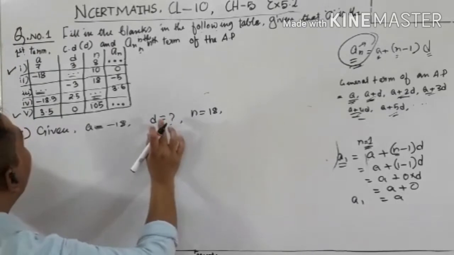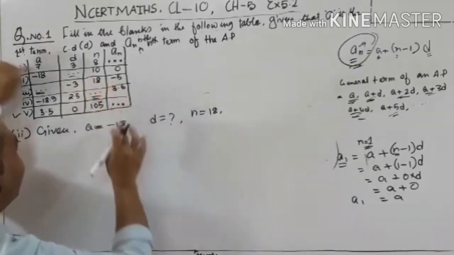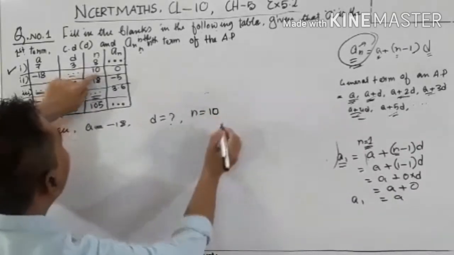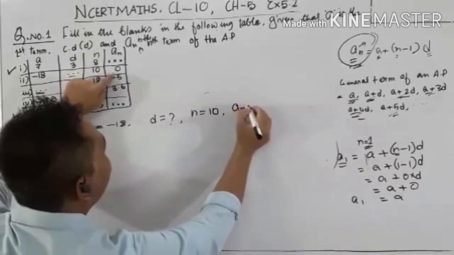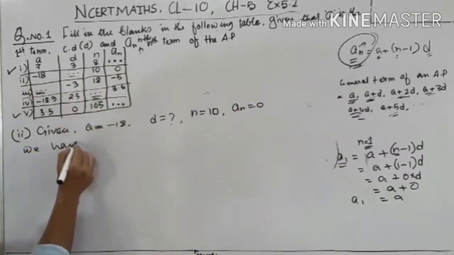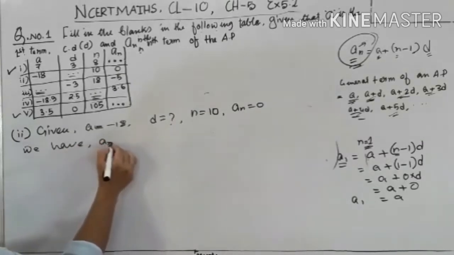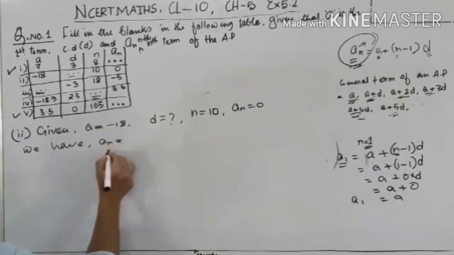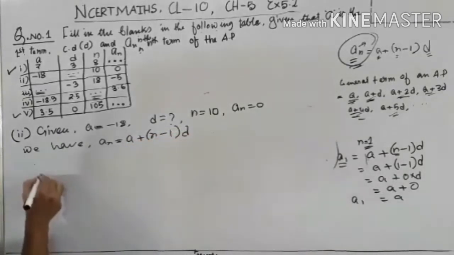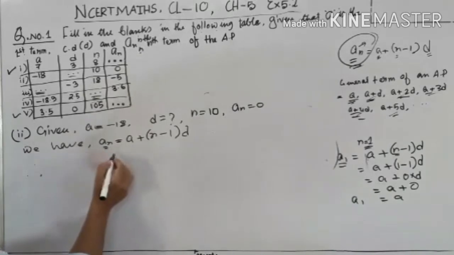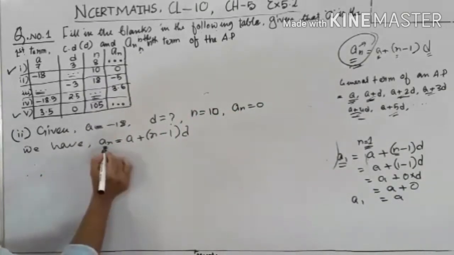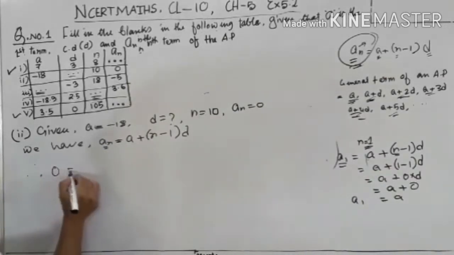Then what else is given? d is not given. So here it is 10 terms, not 18. So the nth term equals 0. We have the nth term of an AP given by a_n equals a plus (n minus 1) into d. Therefore I write: a_n is given, so I replace a_n by 0.